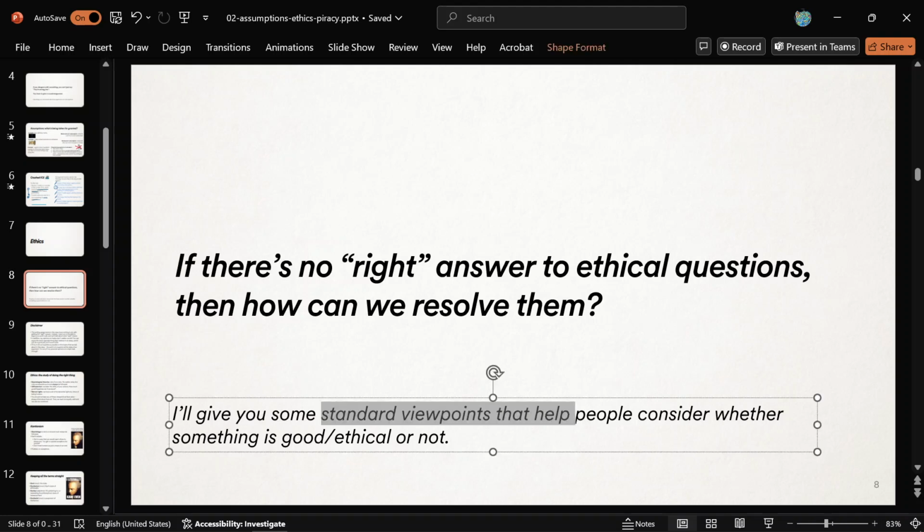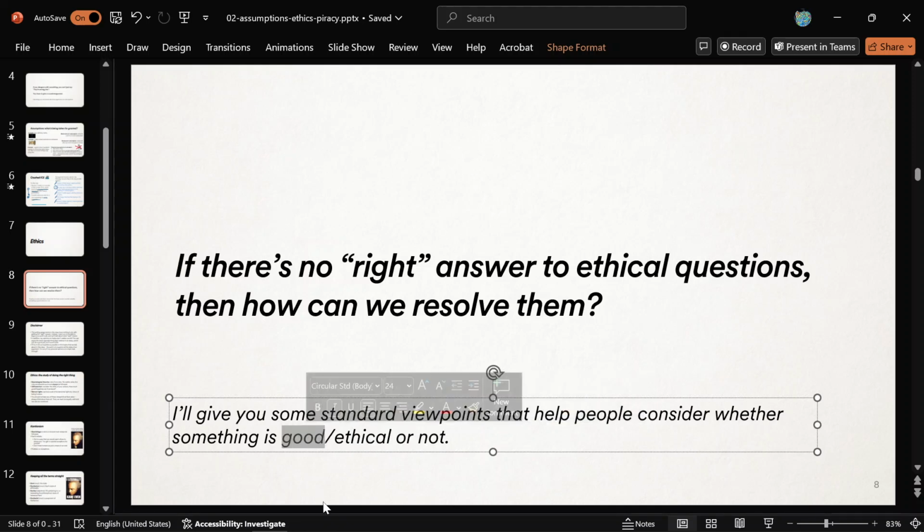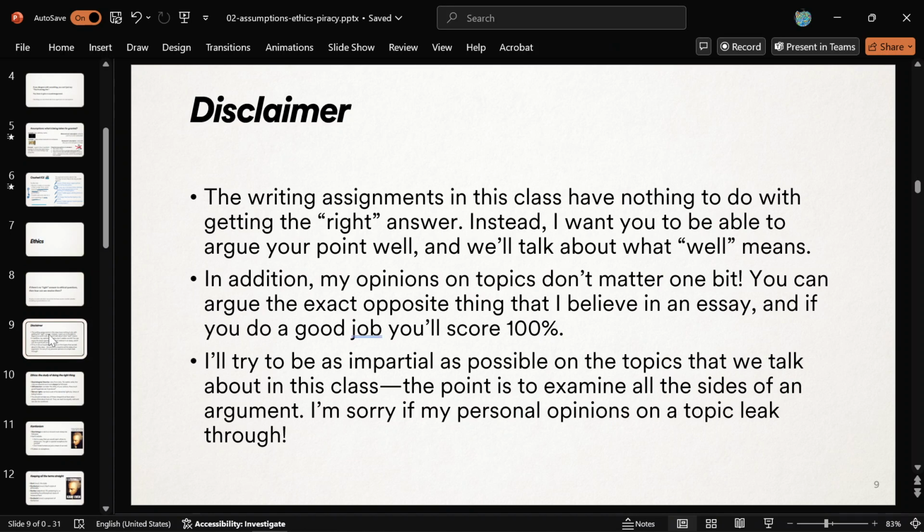So I'll give you some ways that people tend to think about problems, some ways that they look at the problems, and they'll use those, and you can use those too, to figure out if something is ethical or good or right in the world. I do want to stop first by saying that I'm going to give you a bunch of essays and you're going to argue stuff.